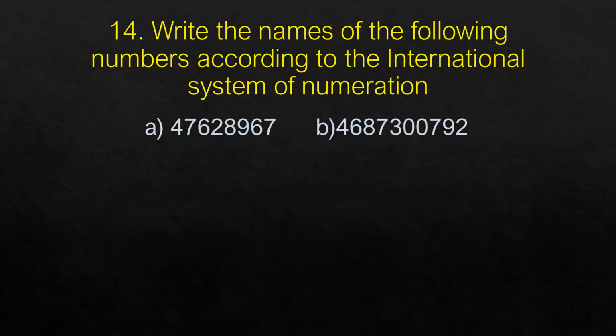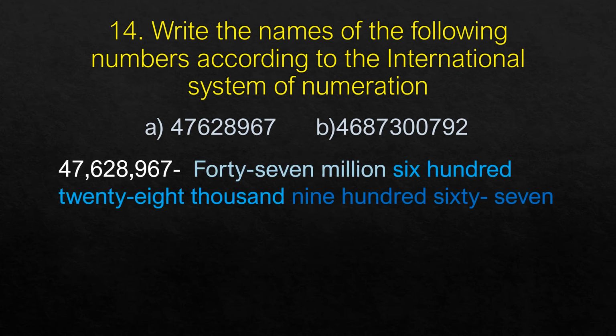Write the names of the following numbers according to the International System of Numeration. To write in the International System of Numeration, first we should place commas in threes. So here we have 3 digits, 3. This is the ones period, thousands period, then million. So 47 million. Then we have 628,000. Then 967.